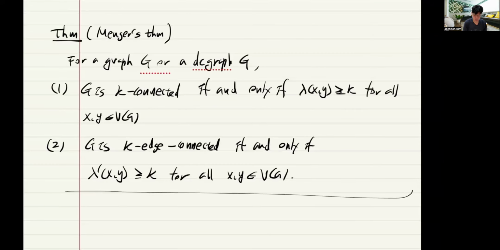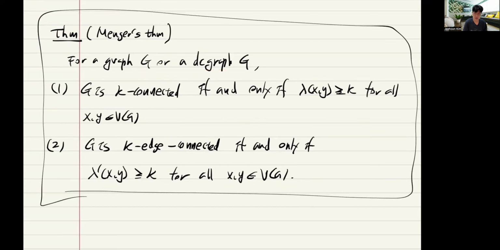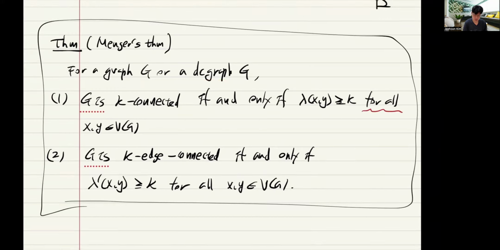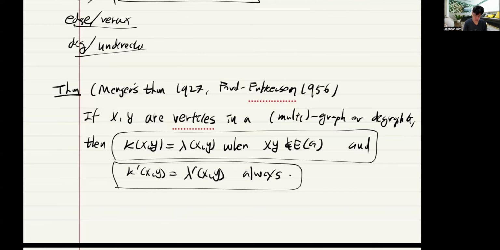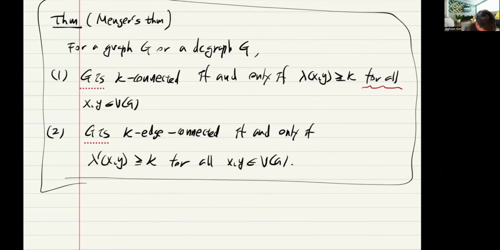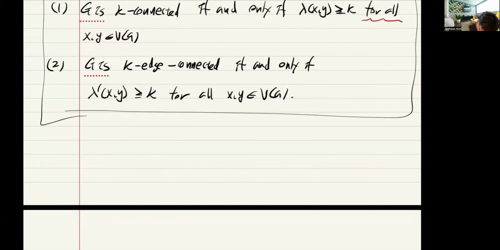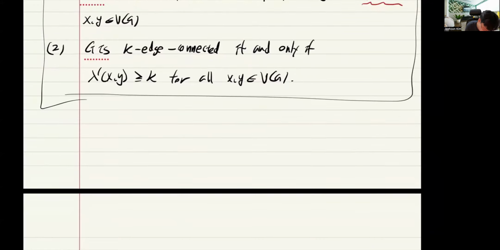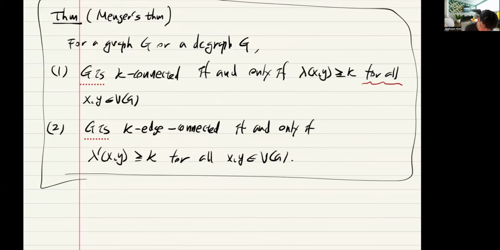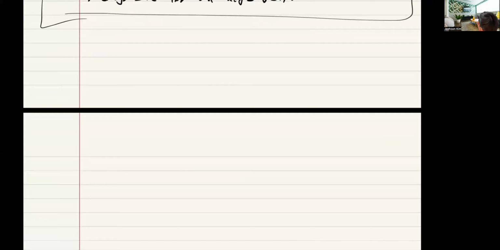So this is almost a corollary of the previous one, except that this one is for all. Before, this equality is only for non-adjacent x and y. That's one point that we need to check. In order to deal with that, let's prove this lemma.